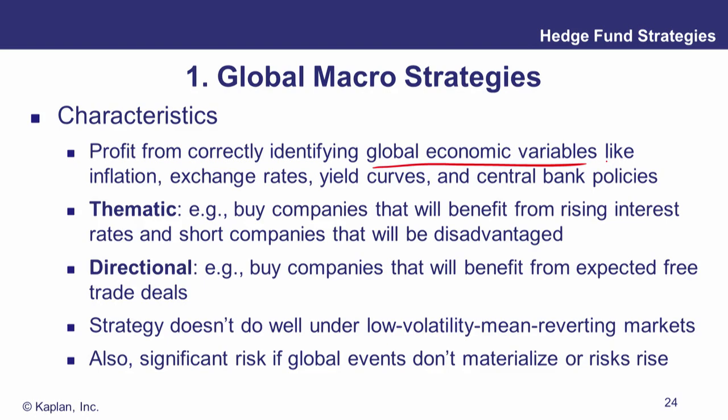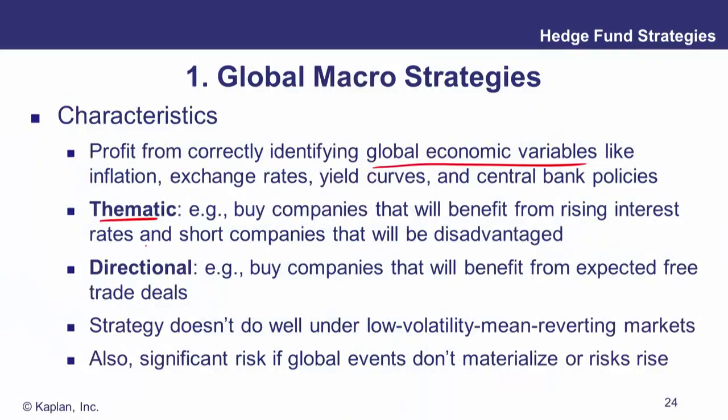The two different approaches here, there's a thematic approach where we're going to be taking one of those risk factors and going to be trying to trade off of it. So if we think that interest rates are going to rise overall, then we want to identify companies that are going to benefit from rising interest rates. We're going to take a long position on those. We're going to identify companies that are not going to benefit. They're going to be disadvantaged and short those. So once again, we've got long-short combinations happening in this strategy.